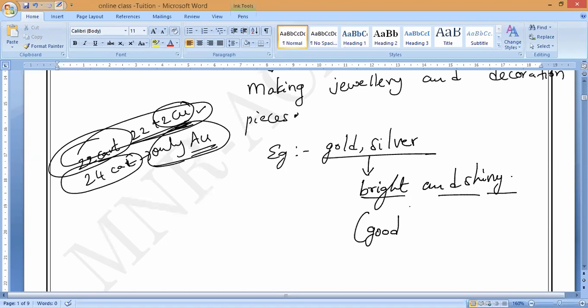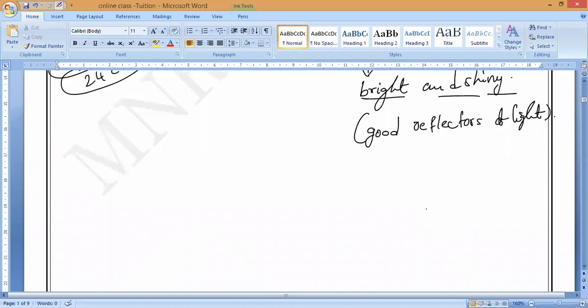So highly polished ones, you may have studied in mirrors in physics. If they are polished surfaces, are they good reflectors or bad reflectors? Please respond. They are good reflectors of light. Is it yes or no? Good reflectors of light, because of their highly polished surfaces. So if you take more than gold, the best or excellent reflector of light.